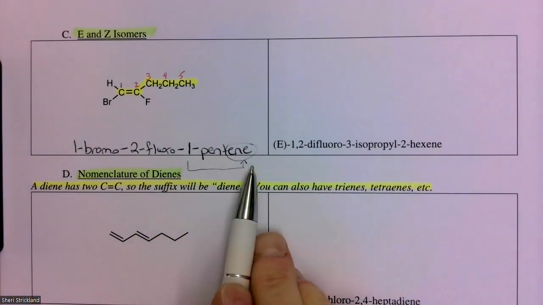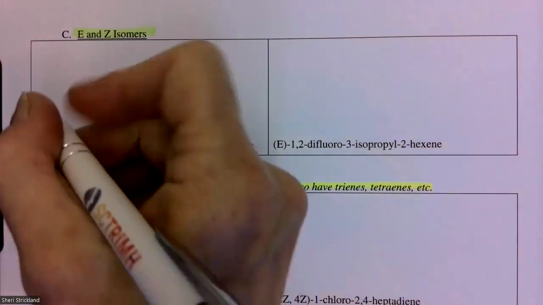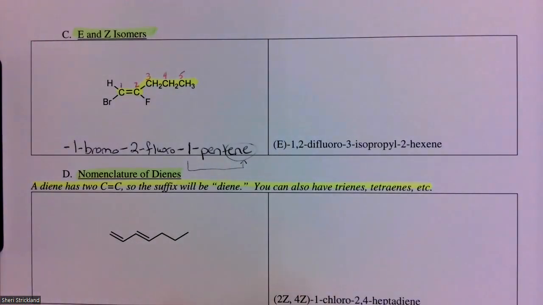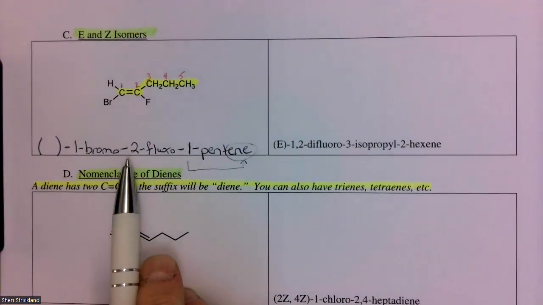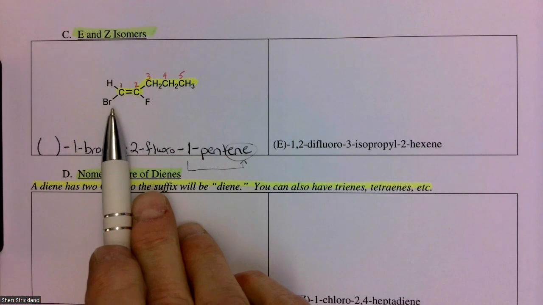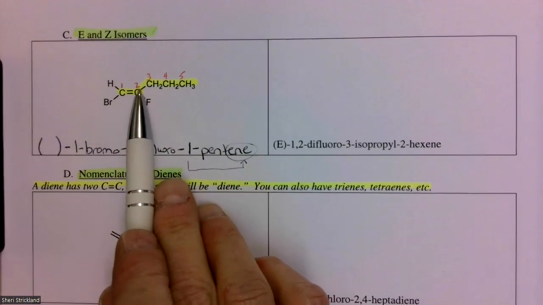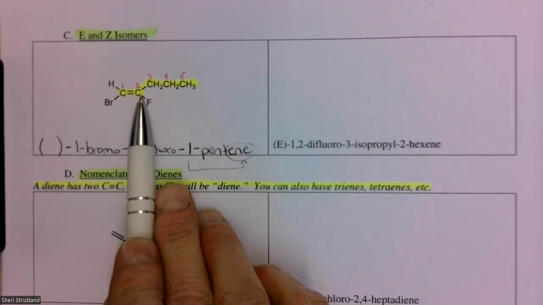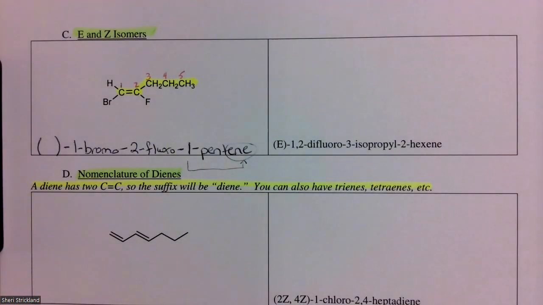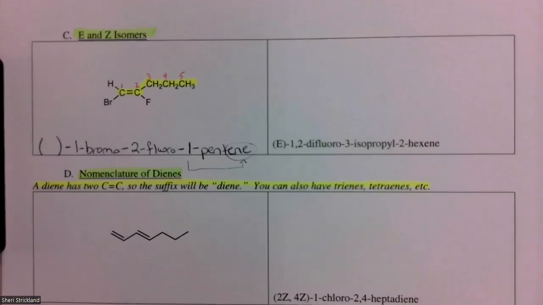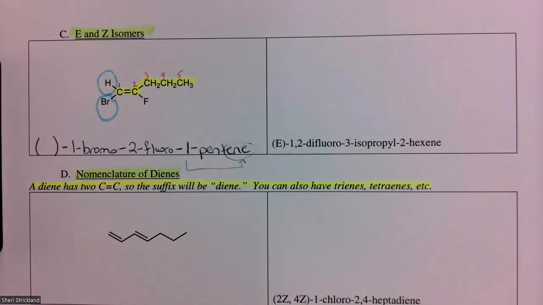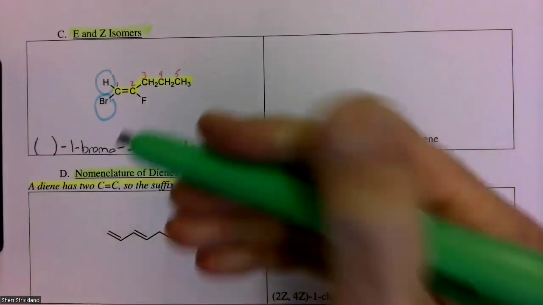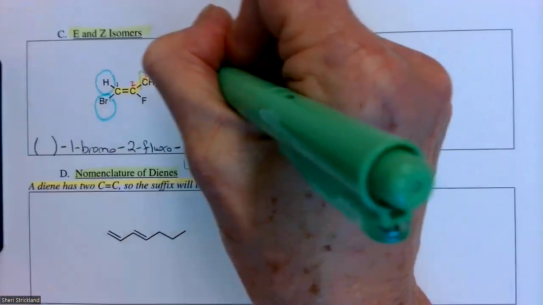So we did the parent, the substituents, and then the stereochemistry comes at the very front of the name. So we have to know whether this is an E or a Z isomer. We can't use cis and trans because this carbon doesn't have a hydrogen on it. This sp2 carbon does, but the one on the right does not. So we need to find the group of highest priority over here on the left, and then the group of highest priority over here on the right.